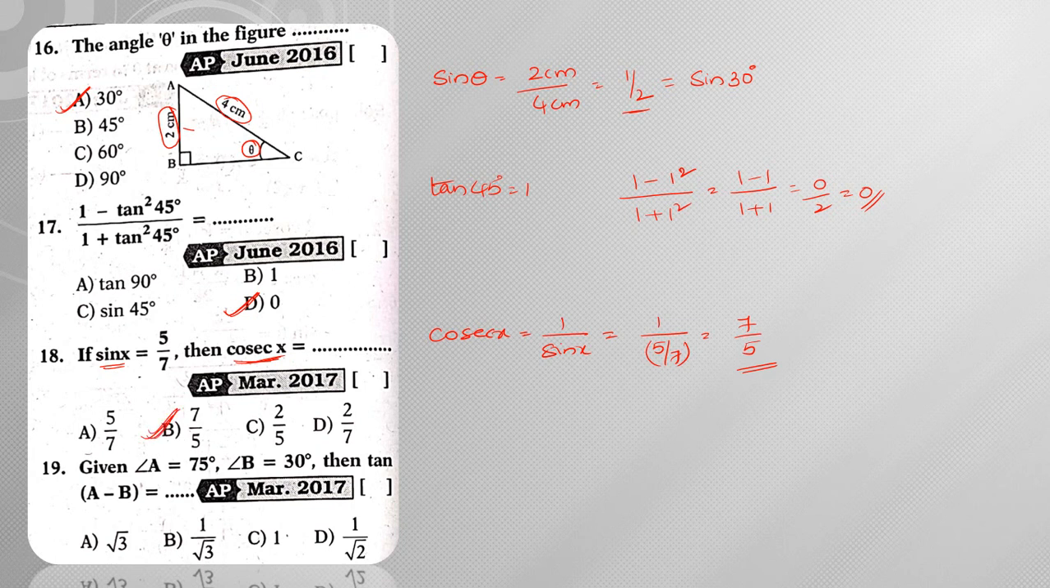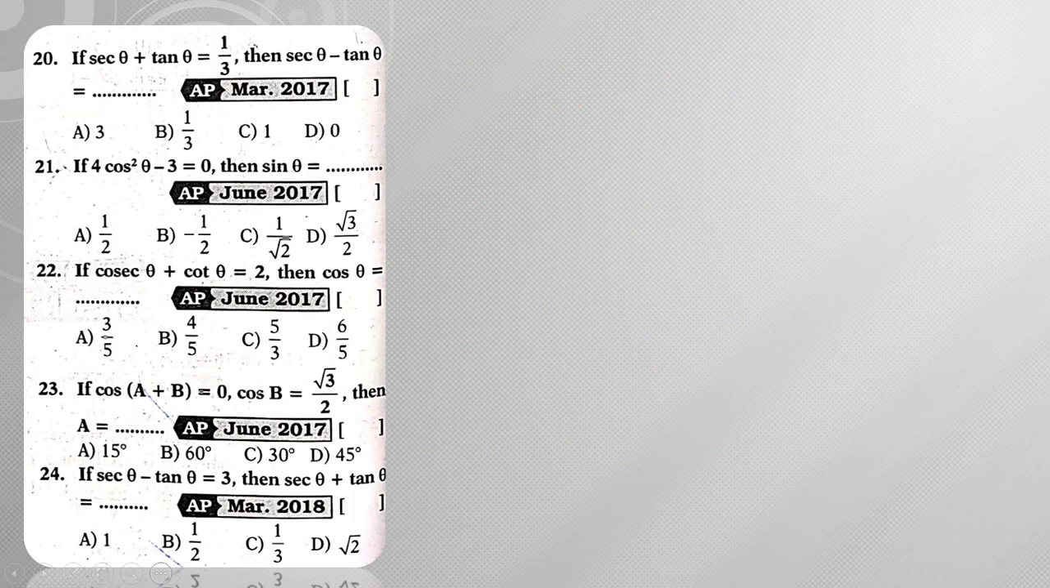Angle A is equal to 75 degrees, angle B is equal to 30 degrees. Then tan of A minus B, which is nothing but tan of 75 minus 30 degrees, which gives me tan 45 degrees. So already we know tan 45 degrees is equal to 1, hence the answer is 1 here. Next, moving on to question number 20. If secant theta plus tan theta is equal to 1 by 3, then secant theta minus tan theta. So simply the reciprocal will be its answer, right?